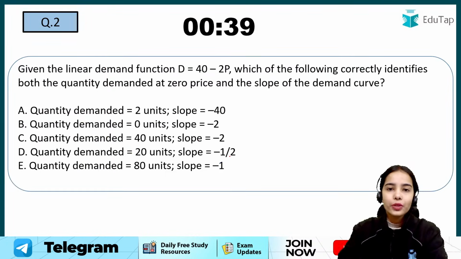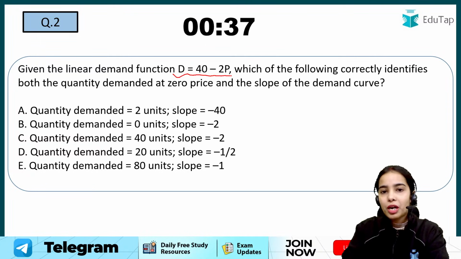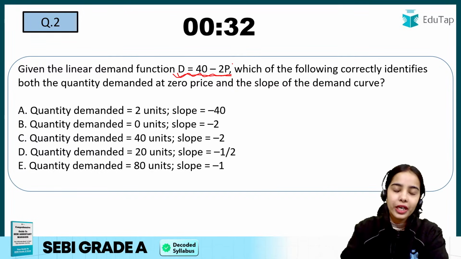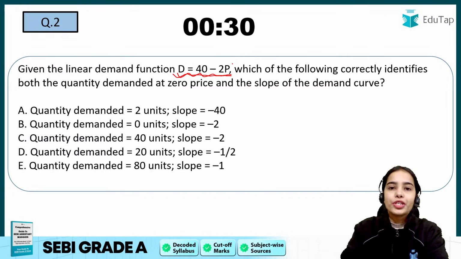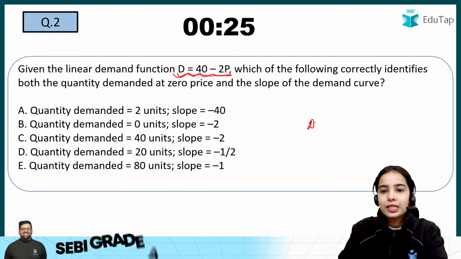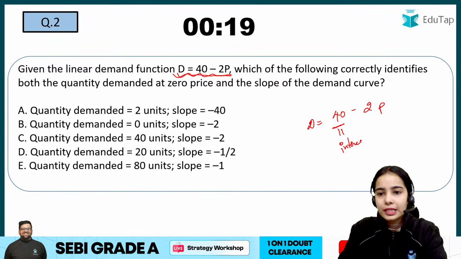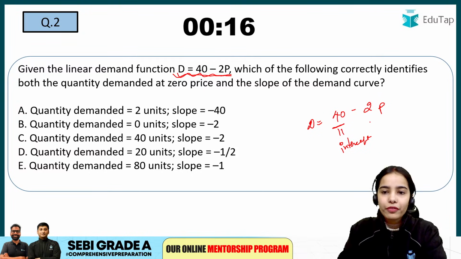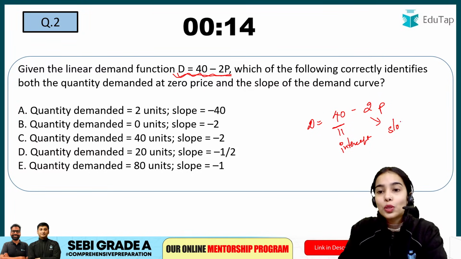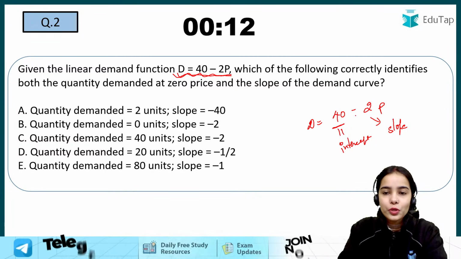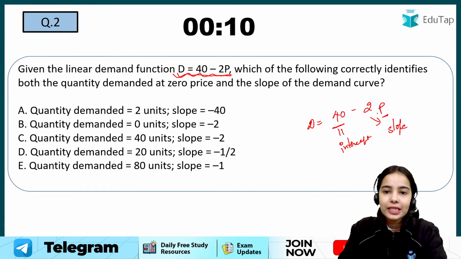Now, coming to the next question, if you know the linear demand function, this question will be easy for you. Again, in the SEBI Grade A previous year examination, such a question has been asked where you had to identify the slope. Okay, so this is the demand curve: Q = 40 - 2P. So 40 is the intercept in this demand function, and minus 2 is what? It is the slope of the demand curve. The negative sign shows the inverse relationship between price and quantity demanded. So the slope is minus 2.